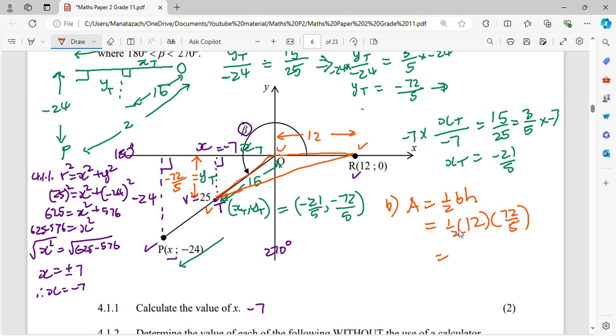1 over 2 times 12 is 6, times 72 over 5, and then we'll have 6 times 72 is 432 over 5. So if you want to write it in terms of decimals, we'll have 84.4 square units of area.